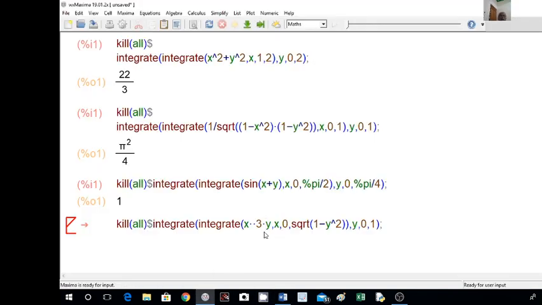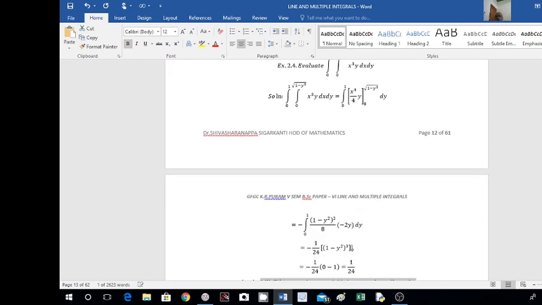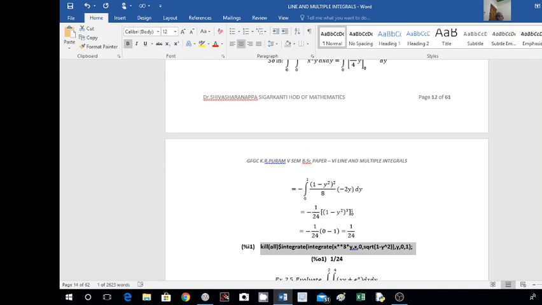x cube into y, okay, x cube star y. First integration is with respect to x between 0 and square root of 1 minus y square, comma. Then integration with respect to y is between 0 and 1. So execute this program. 1 by 24. My answer is 1 by 24 here. Yes, it is equal to 1 by 24, right?